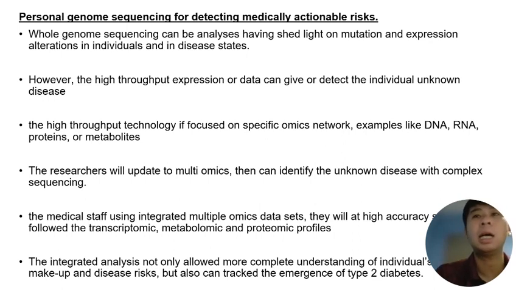So for this one, I give the example. Genome sequencing can also track the emergence of type 2 diabetes. We know type 2 diabetes is caused by human behavior, and if it goes on for a long time, the insulin will drop.